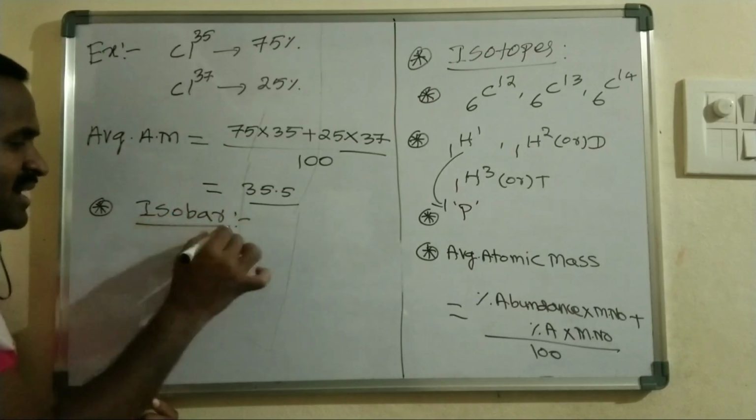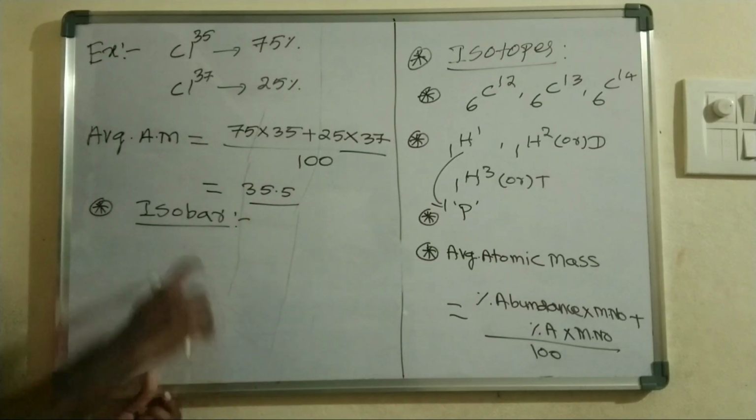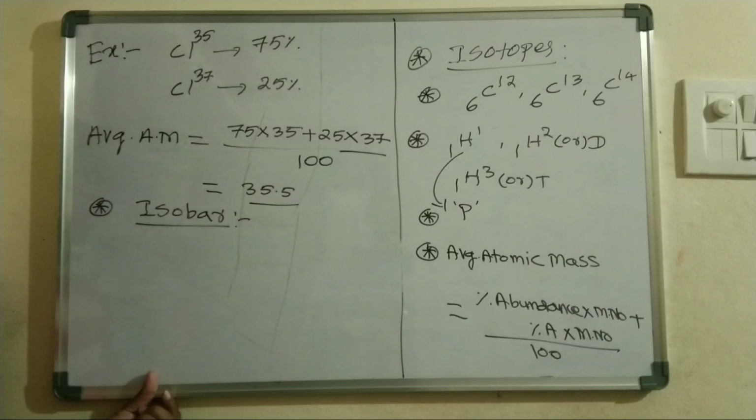Isobars are simply atoms of different elements which have the same mass number but different atomic numbers. Such atoms of different elements are called isobars, right?